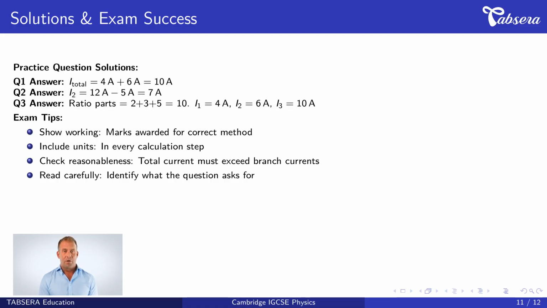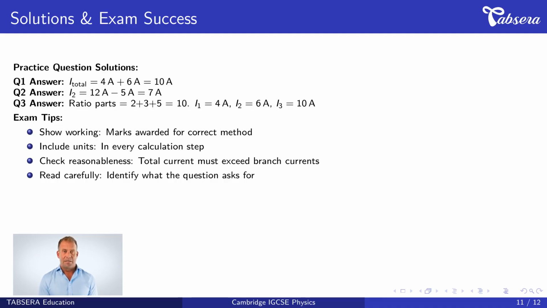For question 3, we use ratio calculations. The ratio 2 to 3 to 5 has 10 total parts. Each part represents 20 amperes divided by 10 equals 2 amperes. Therefore, branch 1 carries 2 times 2 equals 4 amperes, branch 2 carries 3 times 2 equals 6 amperes, branch 3 carries 5 times 2 equals 10 amperes. Check: 4 plus 6 plus 10 equals 20 amperes total.